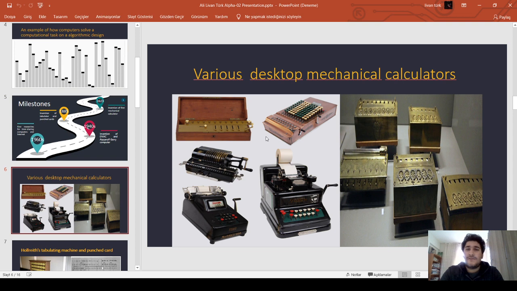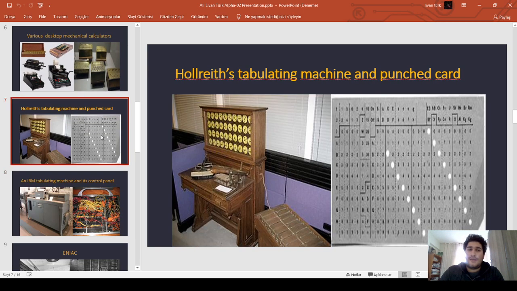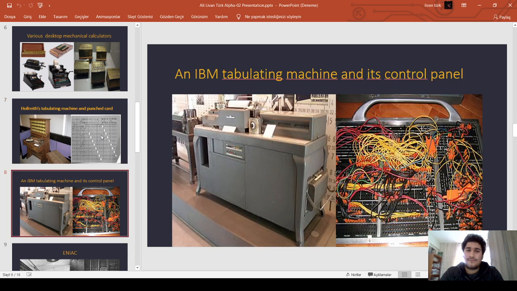And here you can see various desktop mechanical calculators, mostly made from iron. Since they're made from iron, they're pretty heavy and you're unable to carry them with you, so they were only used in specific places. And here you can see one of the first tabulating machines and punched cards. And here's a more technological version of a tabulating machine and its computer control panel made by IBM.